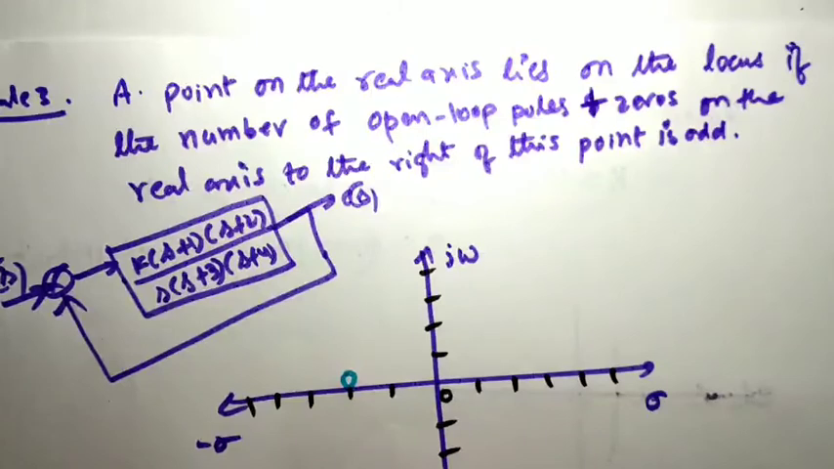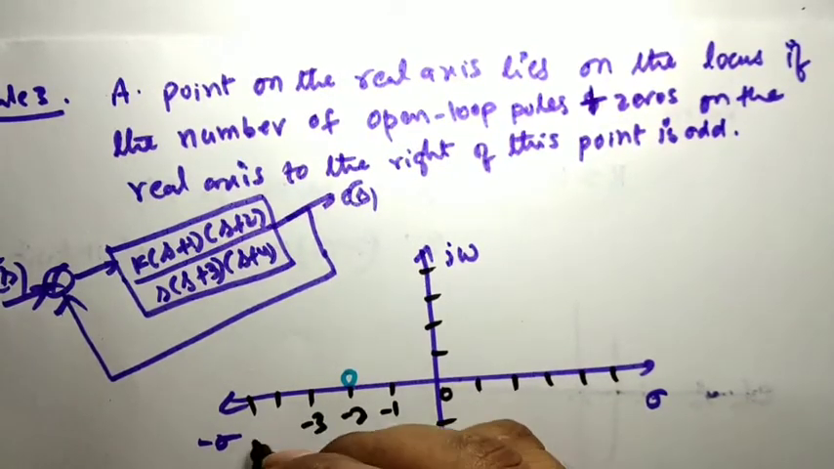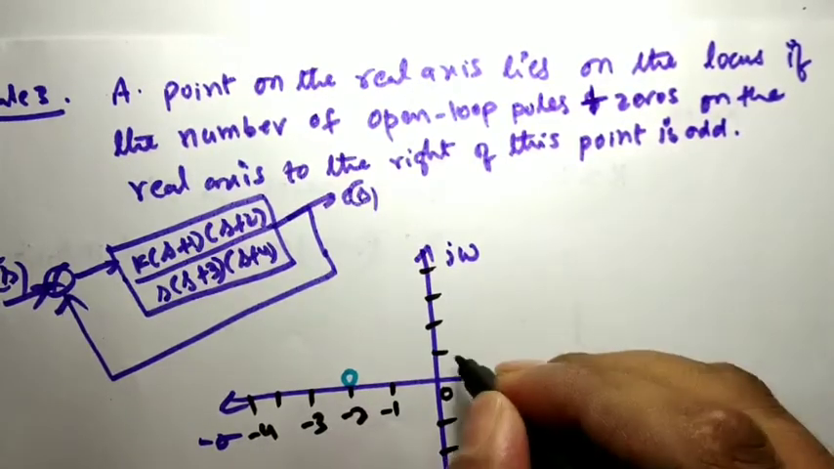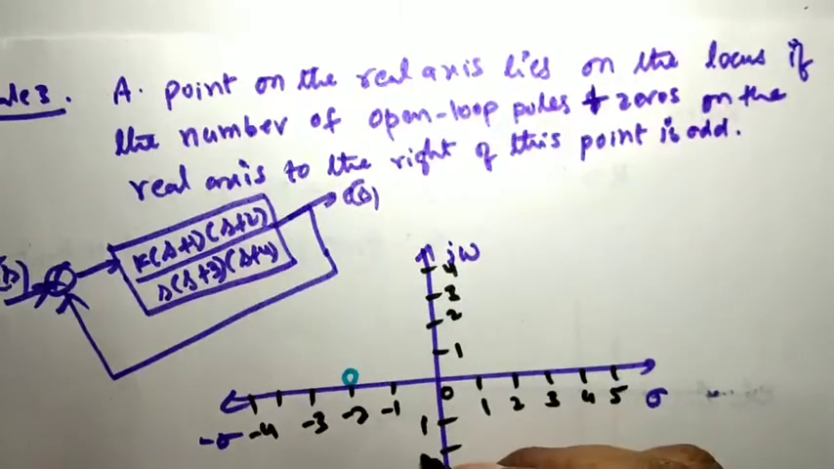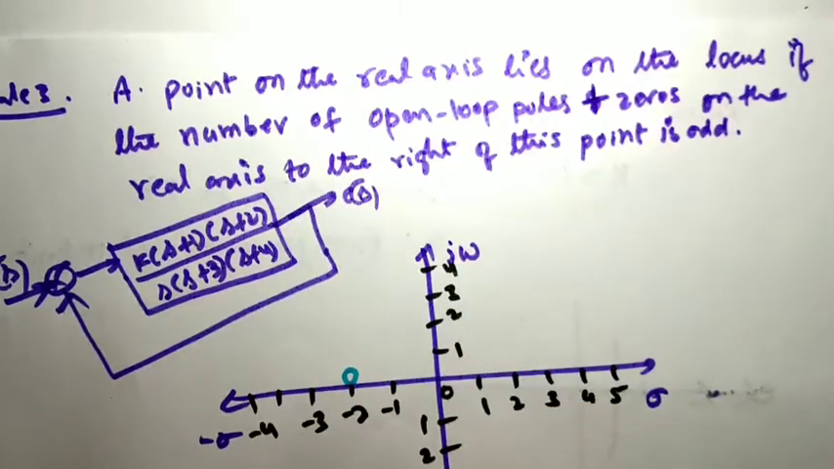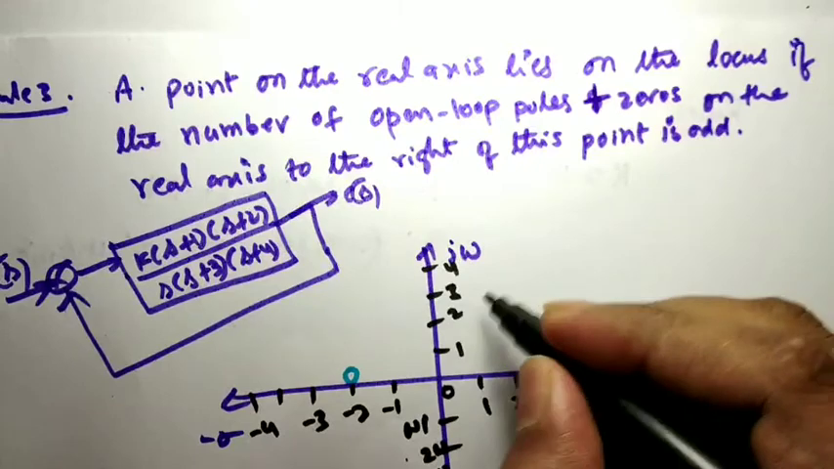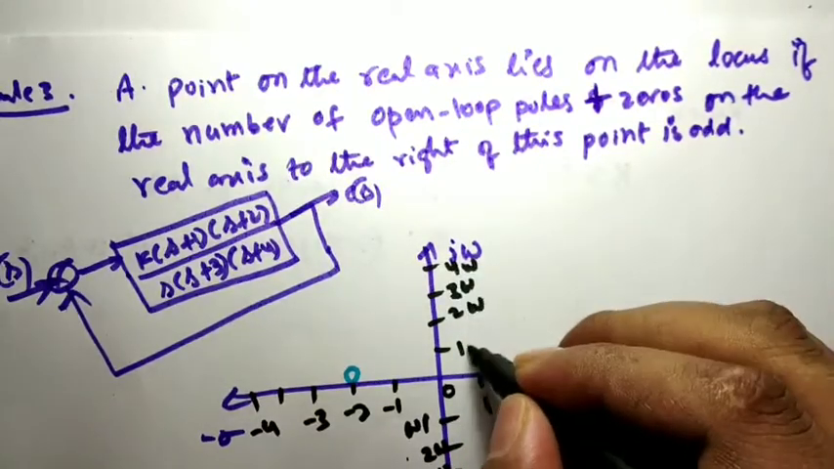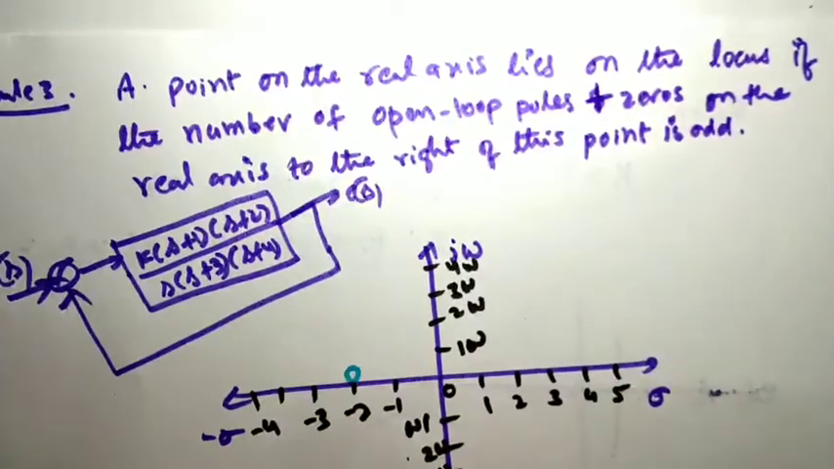So we see this is minus 1, minus 2, minus 3, minus 4, and 1, 2, 3, 4, 5 on the positive side. Of course, this is the j omega axis, with omega, 2 omega, 3 omega, 4 omega, and similarly on the negative side. So this is the scale I have taken.